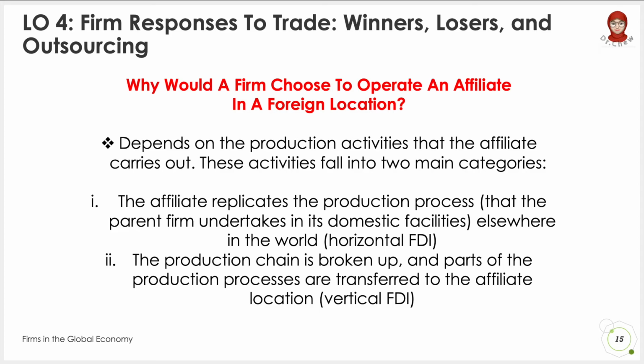First, the affiliate replicates the production process that the parent firm undertakes in its domestic facility elsewhere in the world. Second, the production chain is broken up and part of the production processes are transferred to the affiliate location. Investing in affiliates that do the first type of activities is categorized as horizontal FDI. Investing in affiliates that do the second type of activities is categorized as vertical FDI.